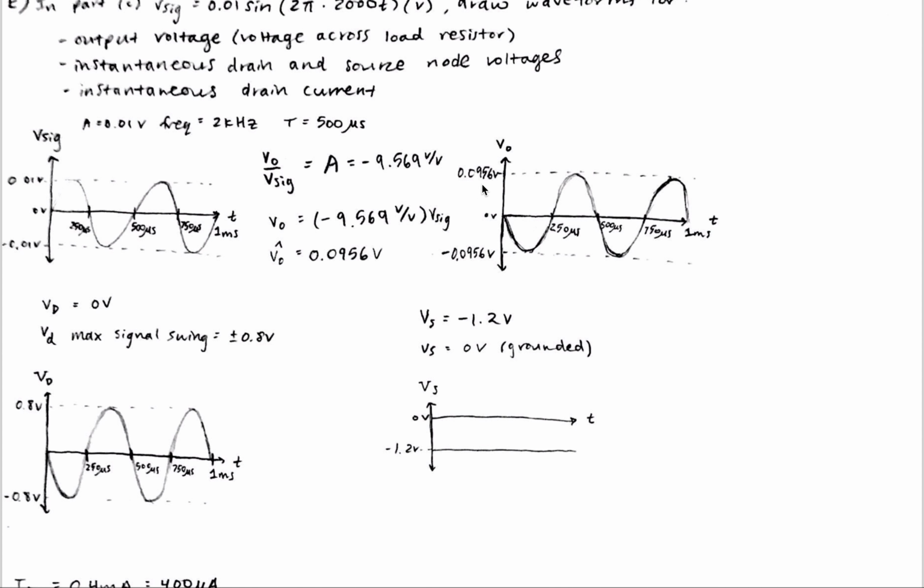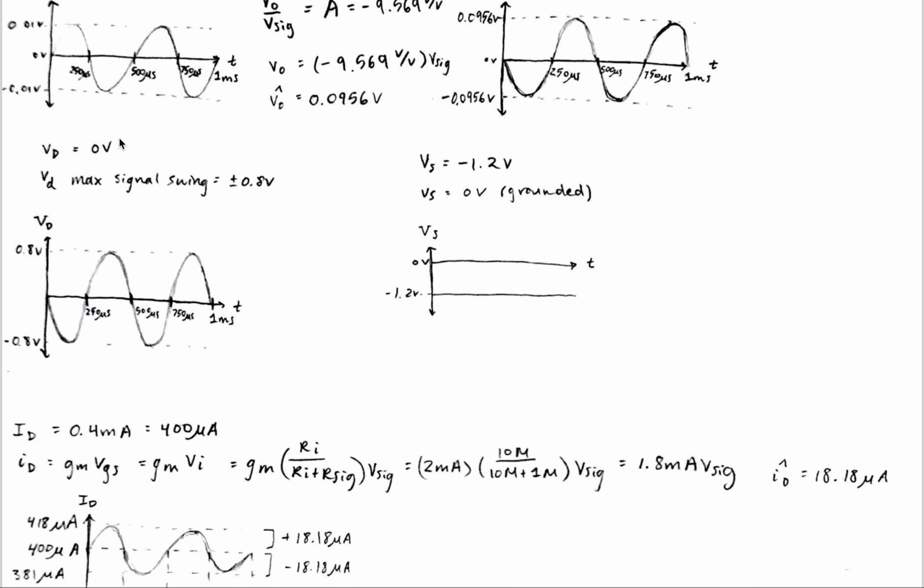And so to find V out, we already calculated the voltage gain of the circuit, A, and so we can simply find V out by plugging that in, and we see that the peak value will be equal to 0.0956, which is this 9.569 times this peak value. And this V out will be flipped because of this negative sign here. So it has the same period, but it's just been flipped and has different peak values.